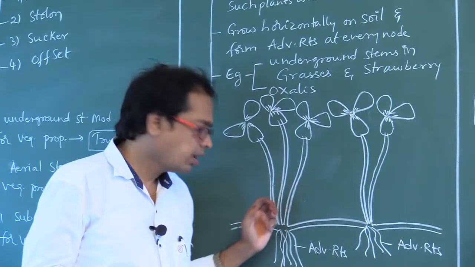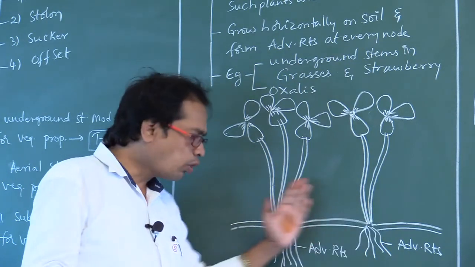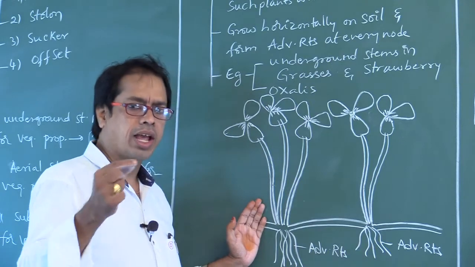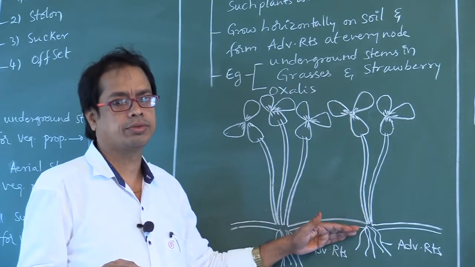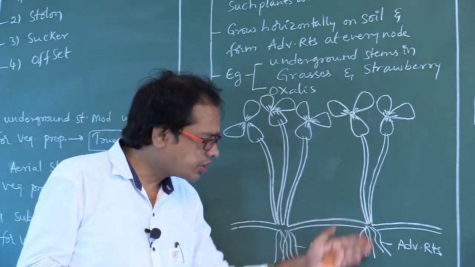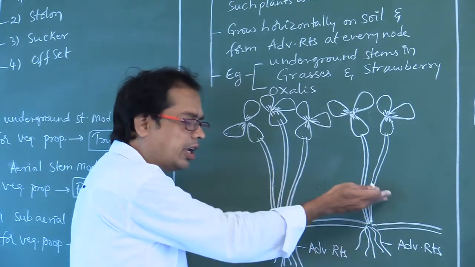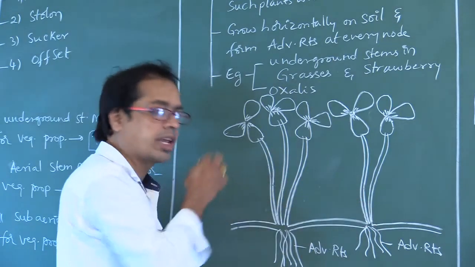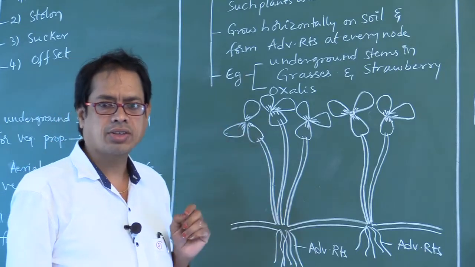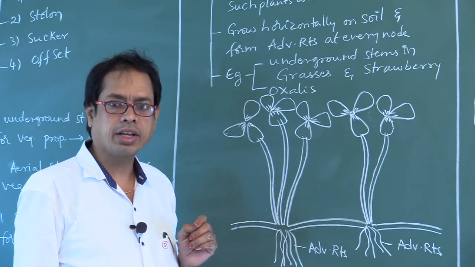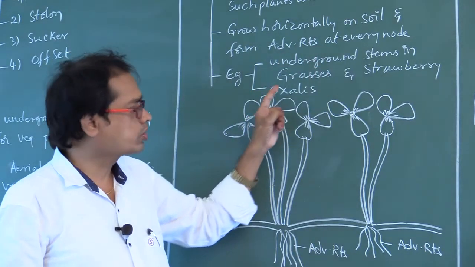So, what is a runner? It spreads to new areas, and new plants are formed when older parts die. That type of plants are called runners. These grow horizontally on the soil. When they touch the soil, adventitious roots are formed. When it is cut off here, it leads an independent life when older parts die. Examples: underground stems in grasses, for example dub grass, scientific name Cynodon, and strawberry, and also oxalis.